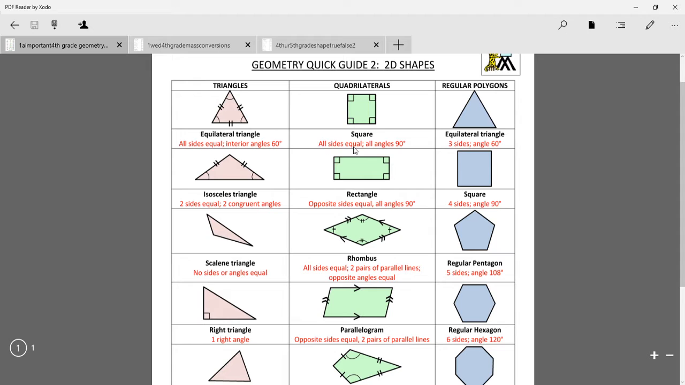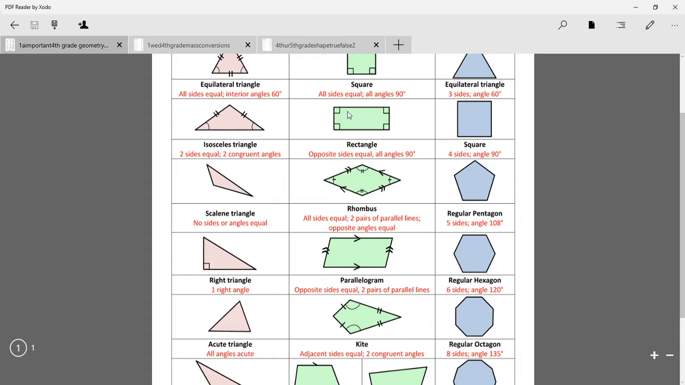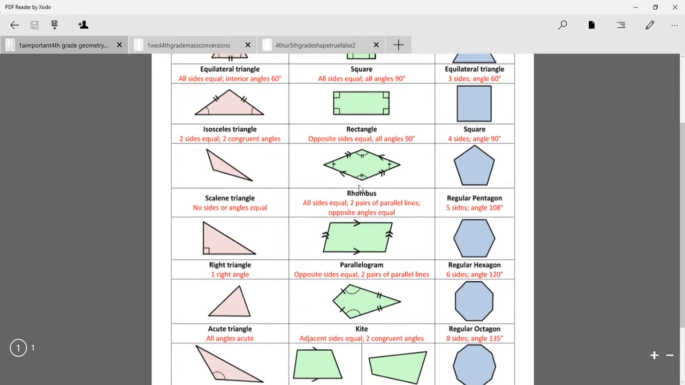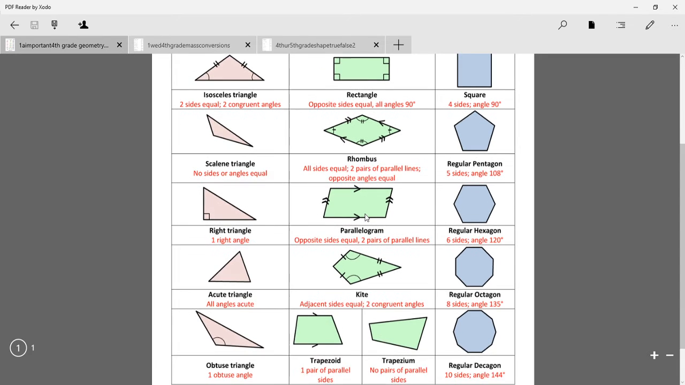So a square has all sides equal, all angles 90 degrees. A rectangle has opposite sides equal, all angles are 90 degrees. So a square is technically also a rectangle. A rhombus is all sides equal, two pairs of parallel lines, opposite angles equal, so opposite is across, right? So a square is also a rhombus because all of these things apply to a square as well.